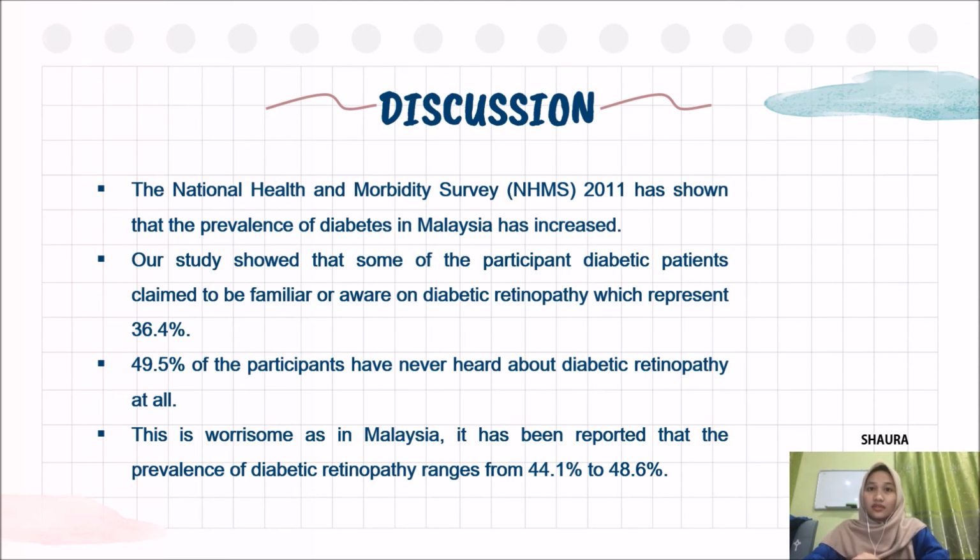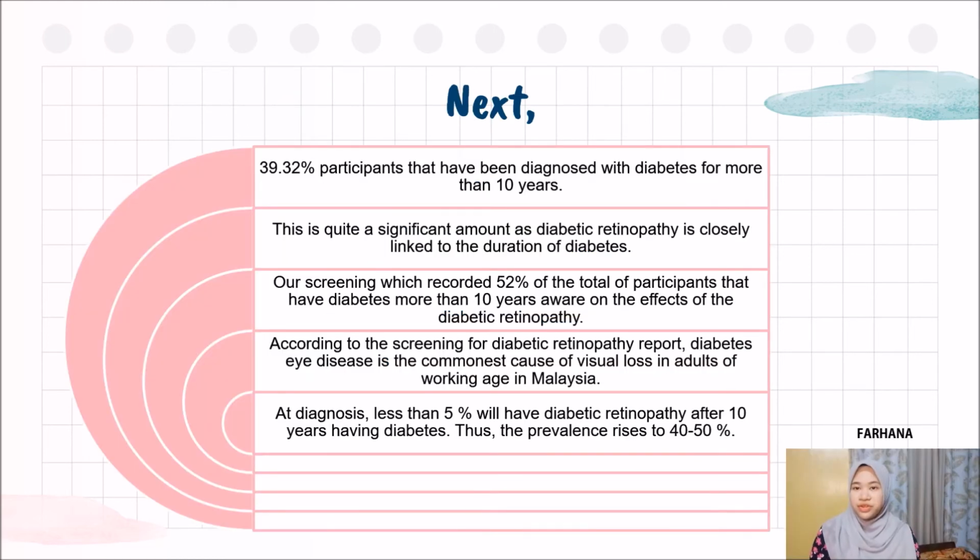Our study showed that some of the diabetic patients claim to be familiar or aware of diabetic retinopathy, which represents 36.4%. 49.5% of the participants have never heard about diabetic retinopathy at all, while another 14% are not sure. This is worrisome, as in Malaysia it has been reported that the prevalence of diabetic retinopathy ranges from 44.1% to 48.6%.